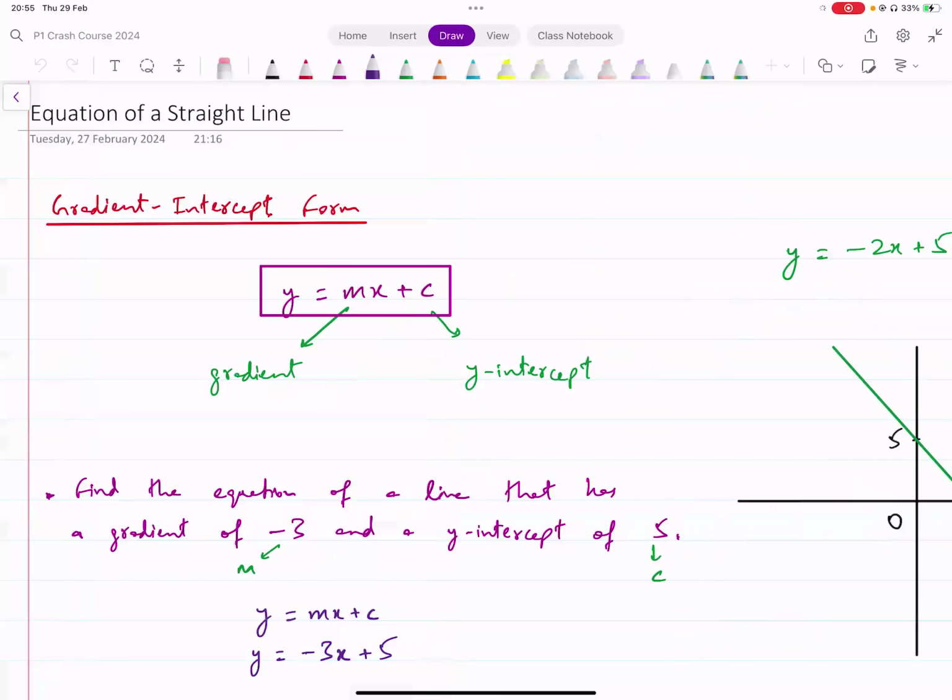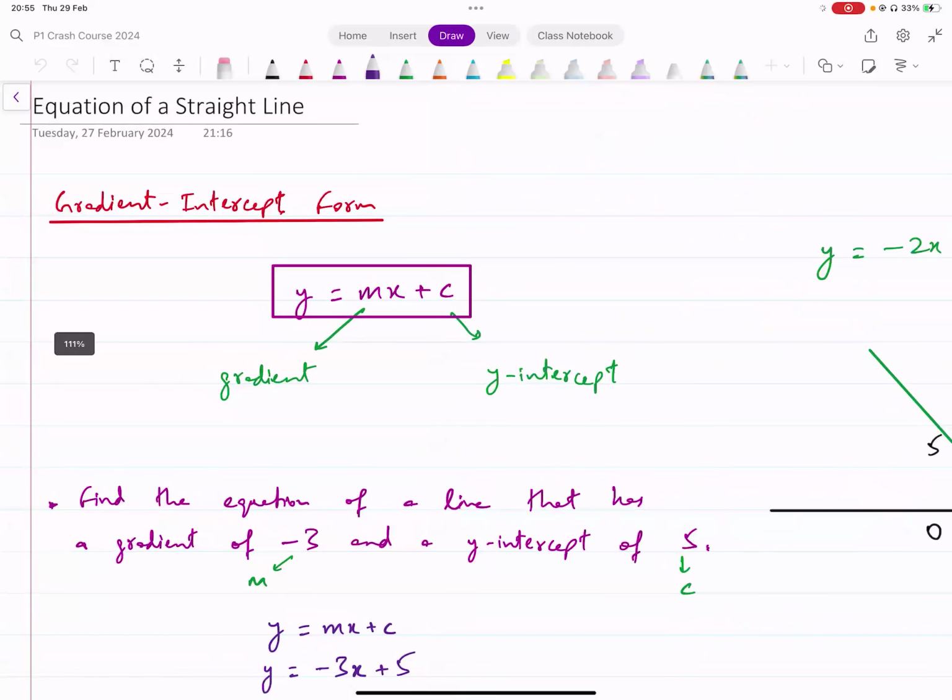Then we talked about equation of straight lines. There was one form that you had done before, y equals mx plus c. So what do you need for that? You need the gradient of the line and also the y-intercept to be able to write down the equation of the line in this form, y equals mx plus c.